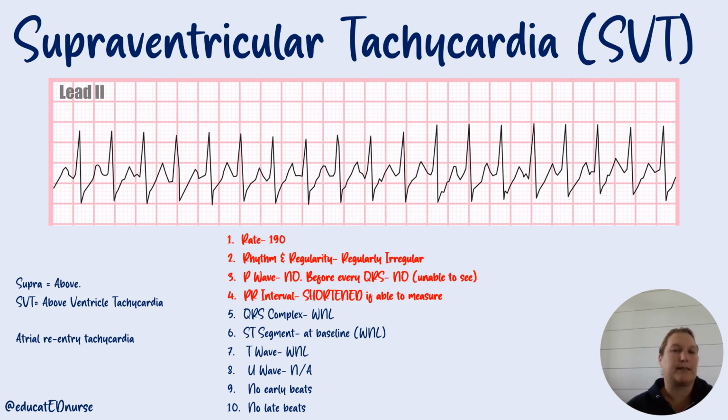You can't really see them. Sometimes they're not there at all because there's another site that's firing above the ventricle that's causing this electrical impulse. Other times we say that they're buried in the QRS. So either way, you won't see a P wave. The PR interval, you can't even measure it. It's going to be so short. If you do eventually have a little P wave here and there, it's going to be pretty short because it's going to be so fast. The QRS should be normal. The ST segment should be at baseline, or at least somewhat close to baseline. There should be no U waves and no early beats and no late beats.